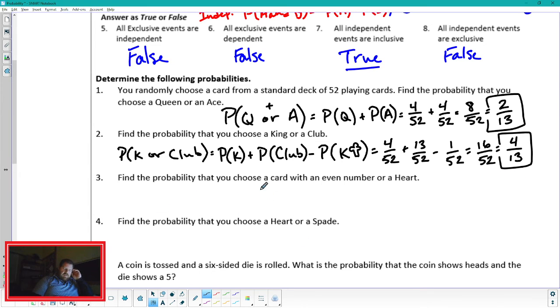Find the probability you choose a card with an even number or a heart. This one's a little bit tricky, because cards with even numbers, we have 2, 4, 6, 8, and 10. So we have 5 in each suit, in each of the 4 suits. 5 times 4 is 20. So keep that in mind. Probability that we choose an even or a heart.